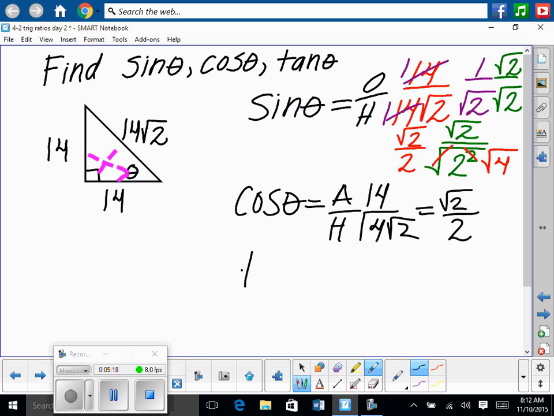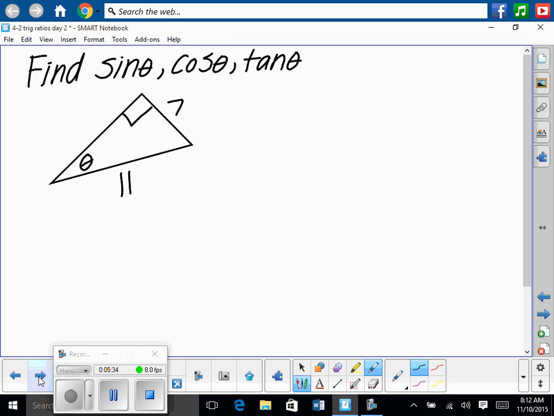All right, and then tangent of theta. What's my opposite side? What's my adjacent side? What's 14 divided by 14? 1. Okay, so there's our 3 trigonometric ratios.